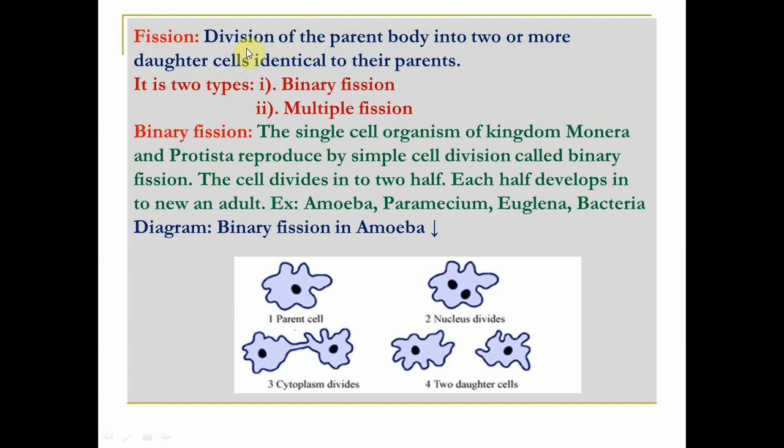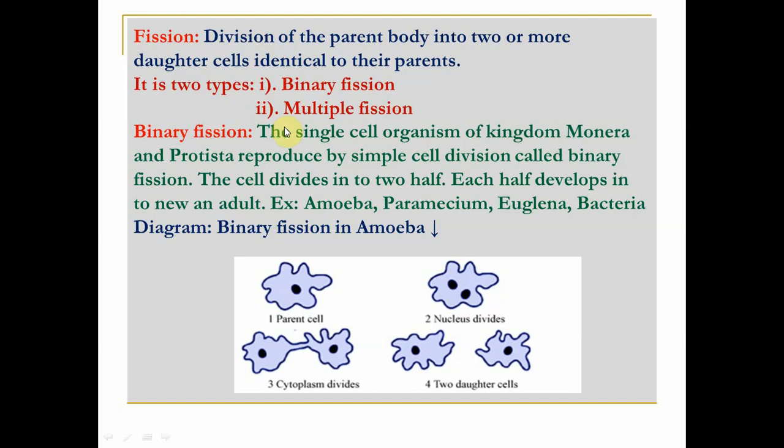As we already discussed, in asexual reproduction only mitotic division takes place and only one parent is involved, so the offspring should be identical to their parents. Fission is again of two types, binary fission and multiple fission. What is binary fission? Binary means two. Simply, a single parent cell or organism splits into two daughter cells. It takes place mainly in the kingdoms Monera and Protista, as they are all unicellular organisms. That means fission is a characteristic feature of unicellular organisms.